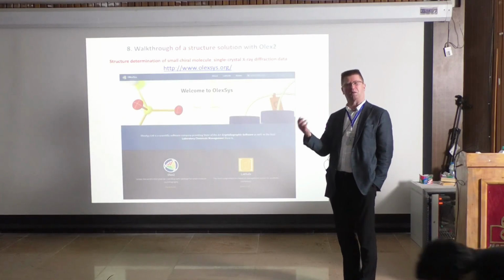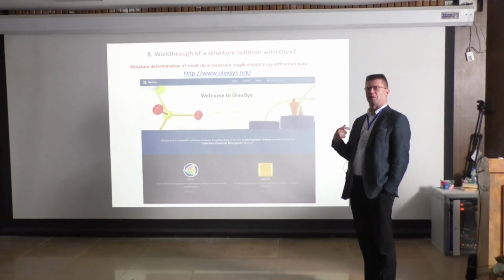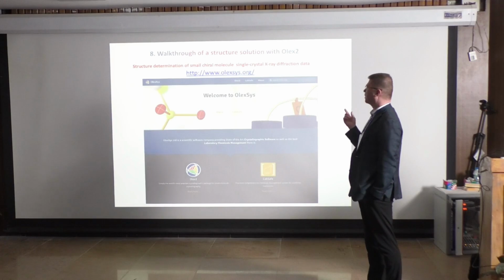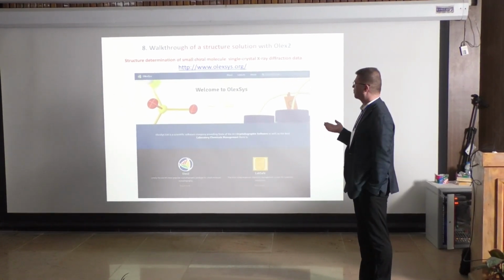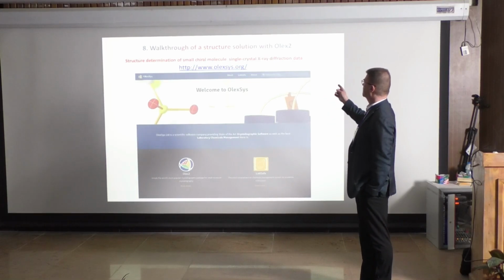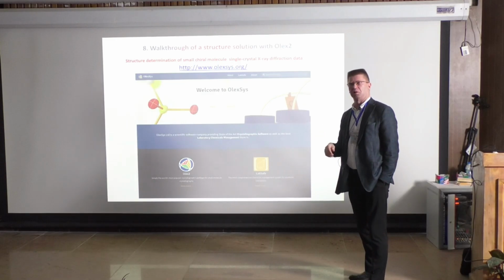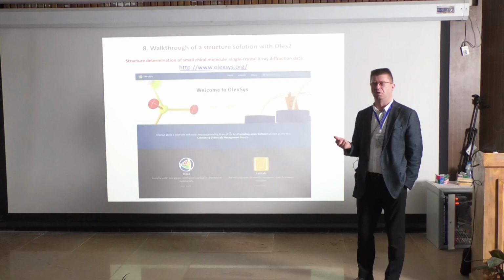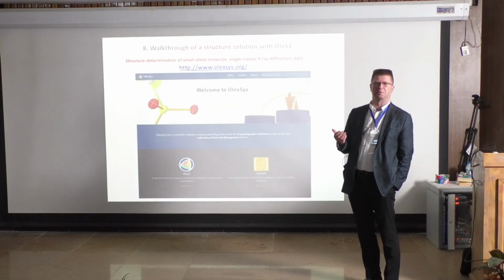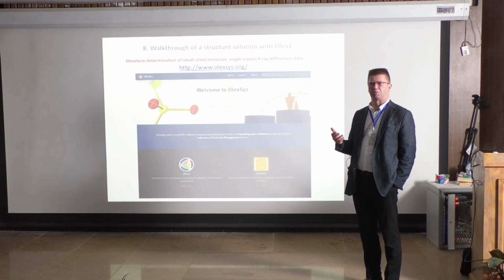We got it, somebody gave it to us, they made the measurements, and okay, here is the data. And they tell us, okay, it should be a small chiral molecule. And this is now a walkthrough. I'm using a program set called Olex2, and there is the link for this, and you can get it, it's free of charge. All the programs are available, you can use them. Its academic use is free. You don't have to worry about this.